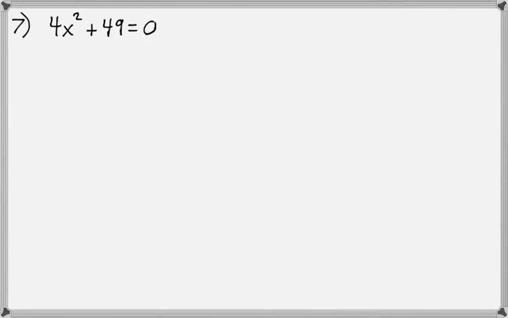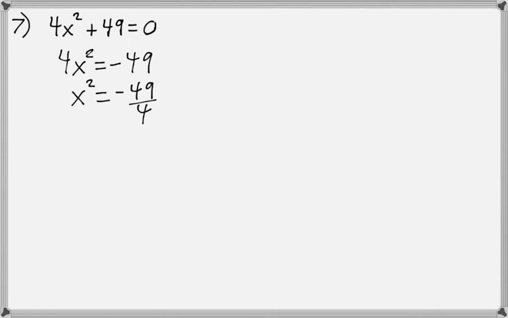On number 7, I'm trying to solve the equation using the square root property. My first step in doing that is to isolate the squared term, or in this case the x squared. So I want to subtract 49 from both sides to get 4x squared is equal to negative 49. Then I want to divide both sides by 4.